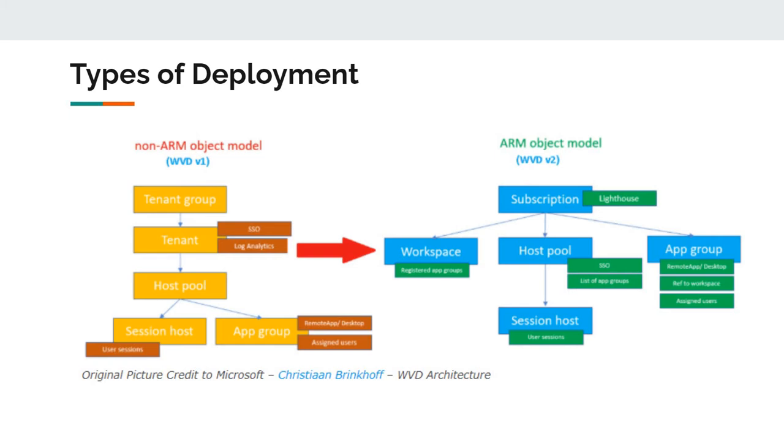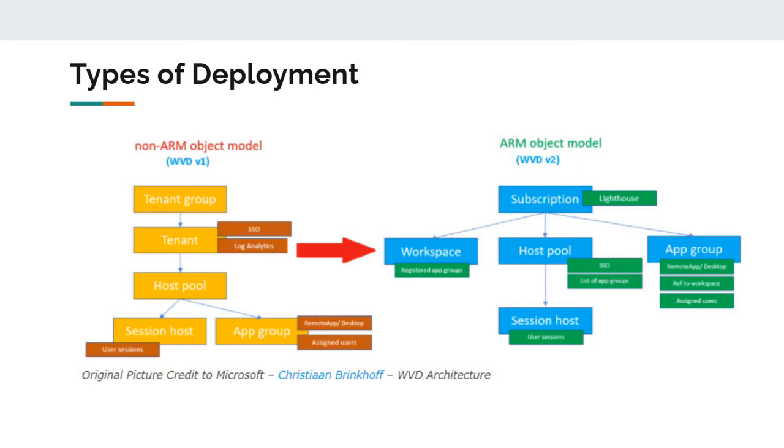There are two types of deployments. One is classic deployment and the other is ARM deployment. With classic deployment, you have to run some PowerShell commands and create a tenant. Once you create the tenant, you have to create service principals, roles, and all. After that, you go to the marketplace and deploy the host pool.